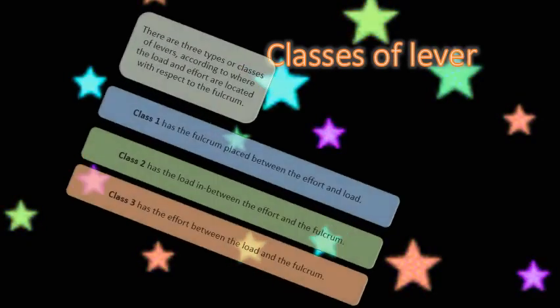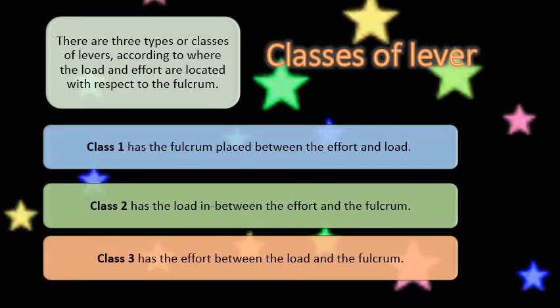Here comes the classes of lever, where we can see how these classes are made. There are three types or classes of levers according to where the load, effort and fulcrum are. Or we can say that where the load and effort are located with respect to the fulcrum. So basically we are talking about the position of load, effort and fulcrum, where these are found. So we have made three classes.